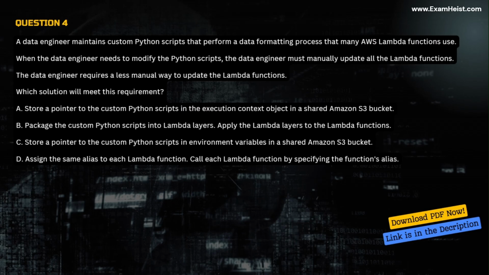B. Package the custom Python scripts into Lambda layers. Apply the Lambda layers to the Lambda functions. C. Store a pointer to the custom Python scripts in environment variables in a shared Amazon S3 bucket. D. Assign the same alias to each Lambda function. Call each Lambda function by specifying the function's alias.